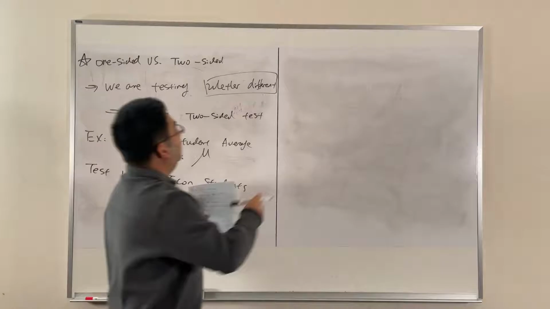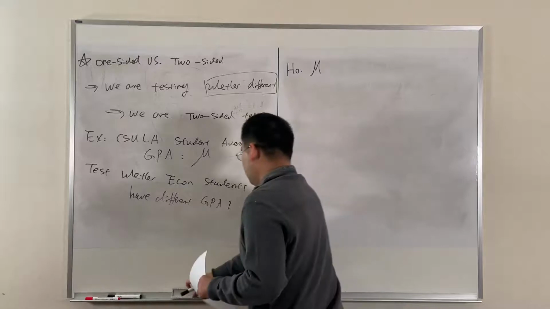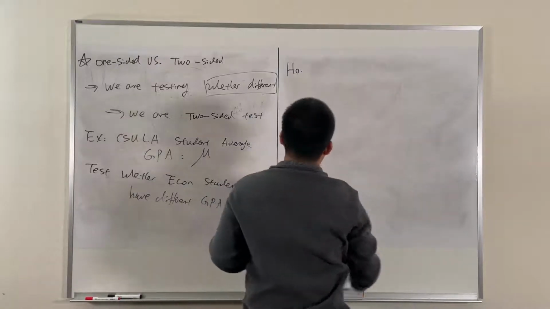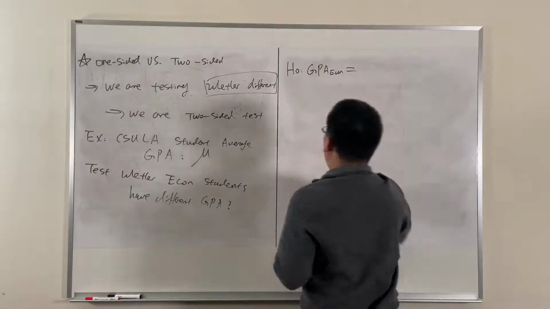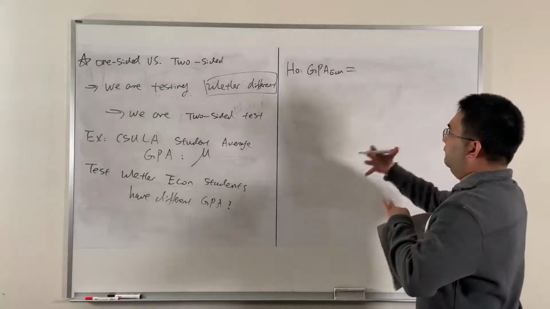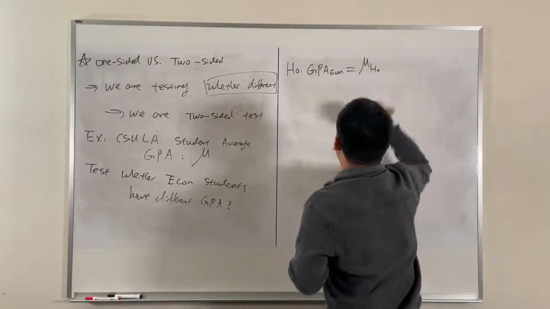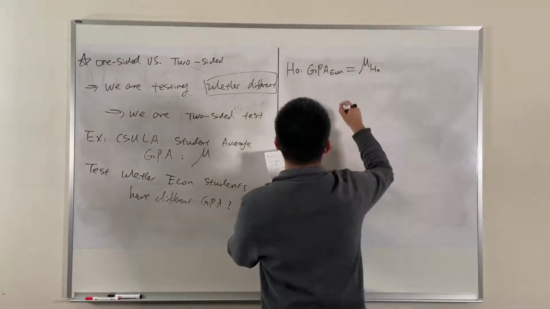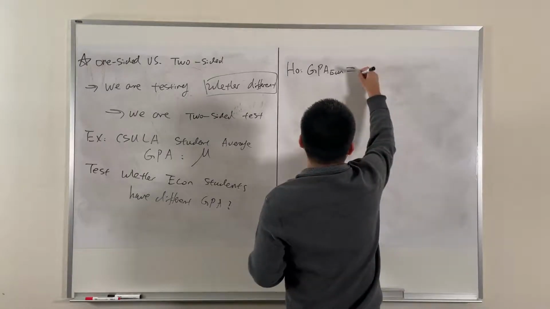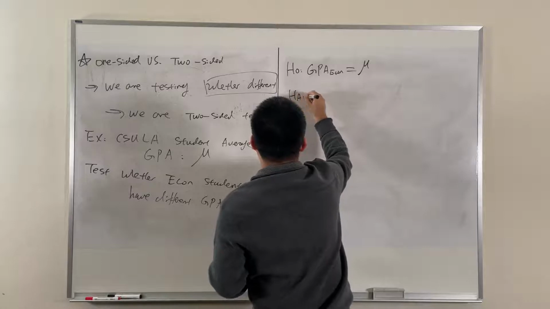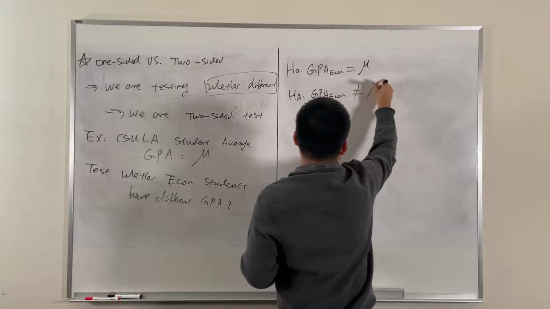So if we write out the null hypothesis, right? Mu GPA econ, whether it's equal to mu. So under the null, it's when there's no difference. When they're the same, with the mu under the null. And then the alternative is when the econ students' GPA is not equal to the whole school's mean.